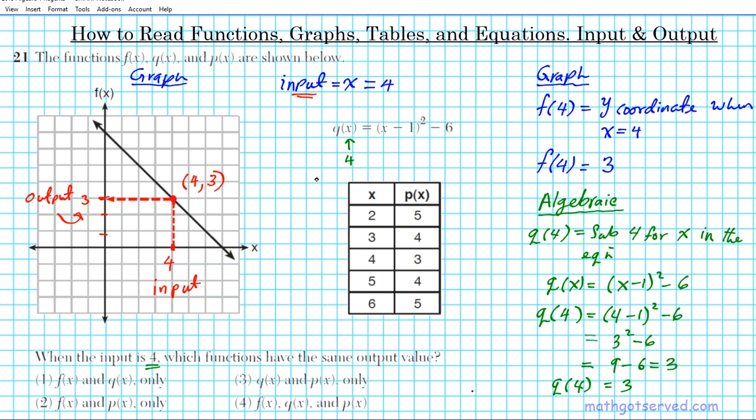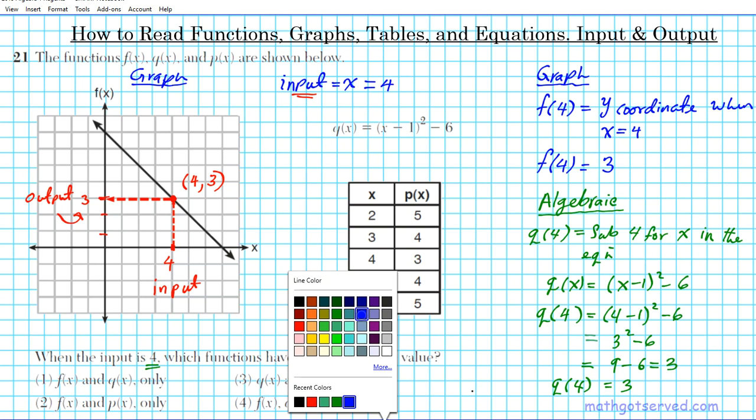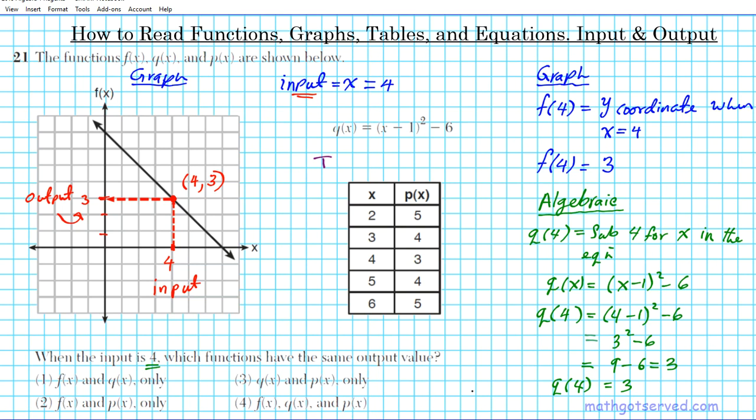Alright, so the last one that we are going to look at is the tabular representation. What if you're given a table? That's another way that functions can be presented. For tabular, this one is the easiest one to do. You don't have to do much work. For tabular representation, we are looking for P of 4. So what is P of 4? P of 4 is just the y value paired with x equals 4.